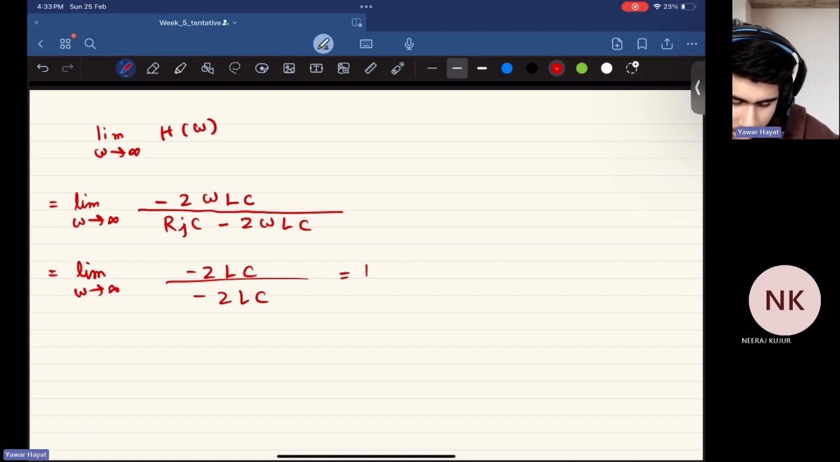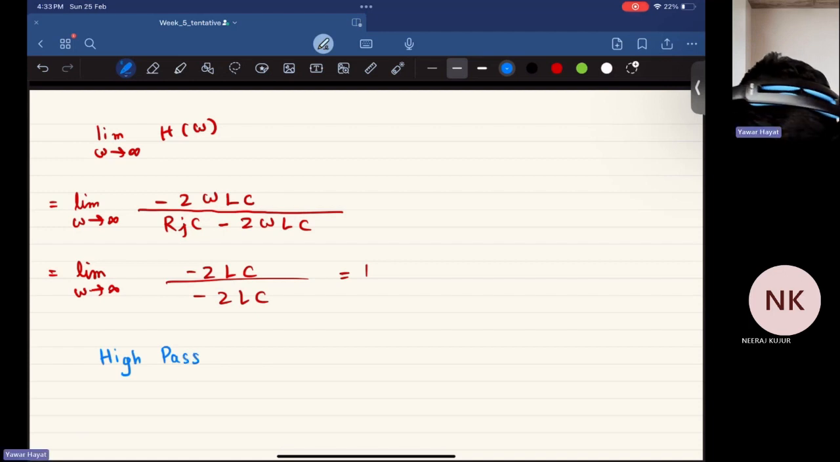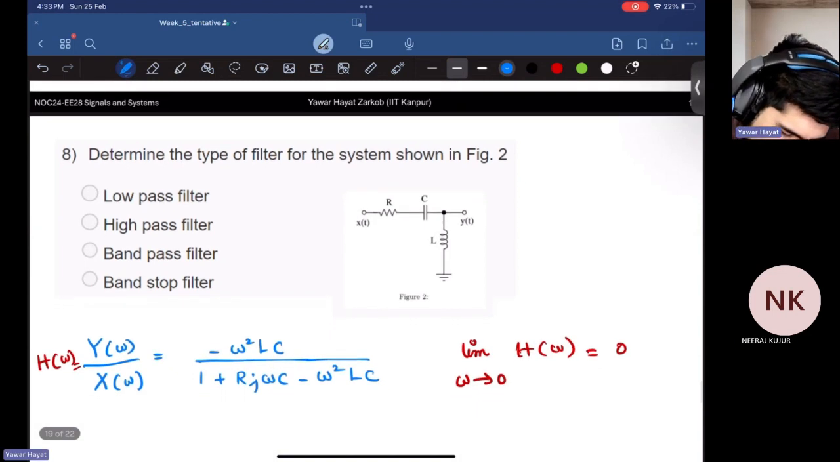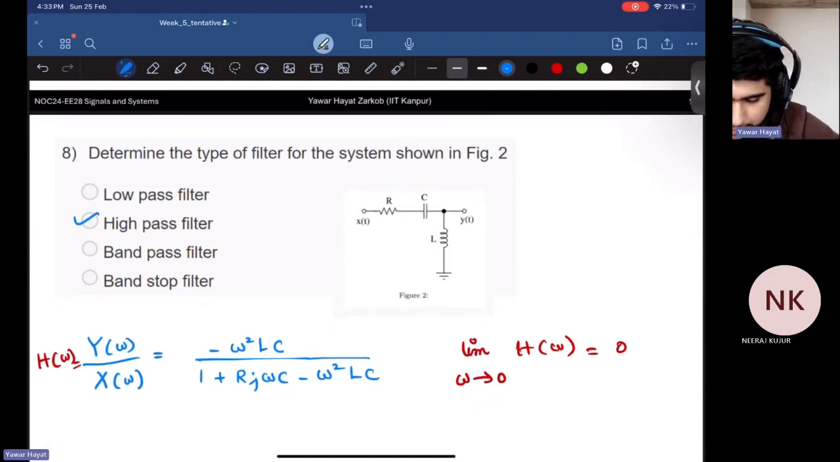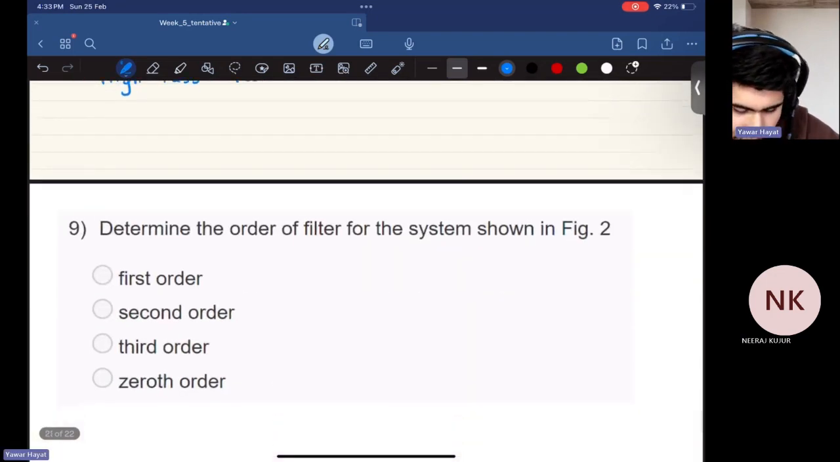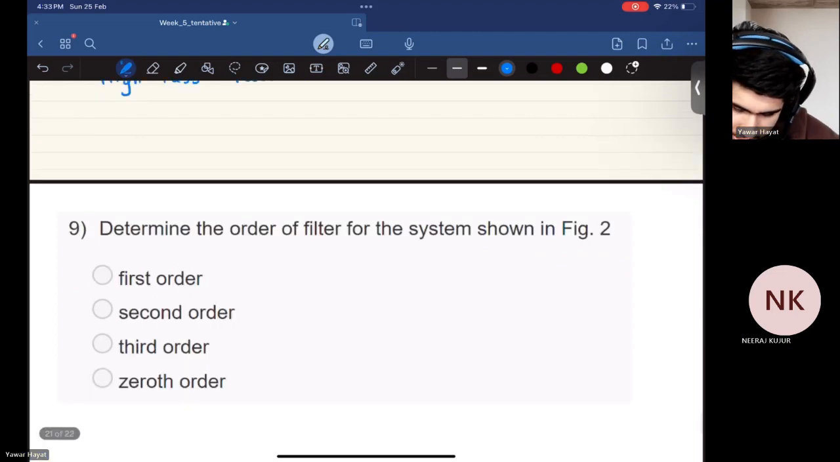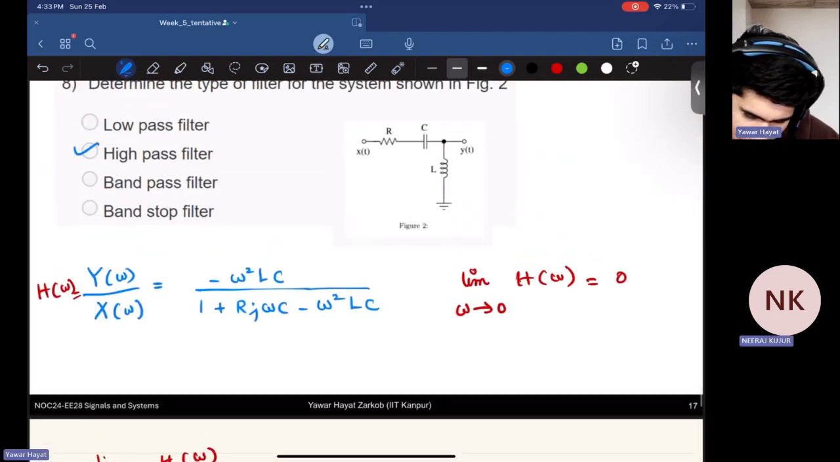So in the limit when omega tends to infinity, this transfer function goes to 1, right? So clearly it is a high pass filter, as you pointed out. High pass filter. So option B should be correct, right? Now the last question. You need to determine the order of the filter for the system shown in the figure. Okay, let me copy this one.